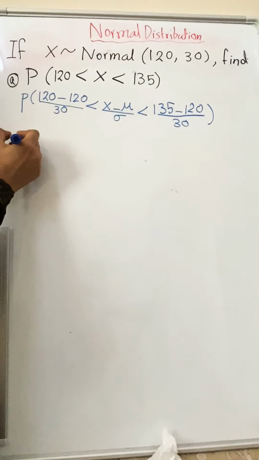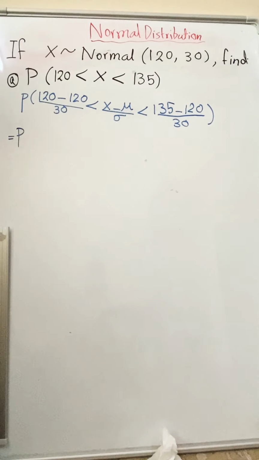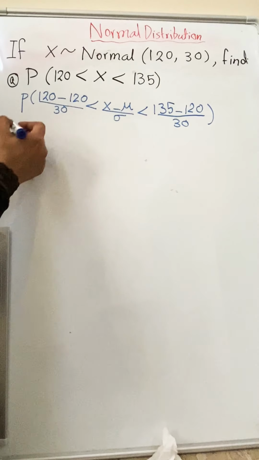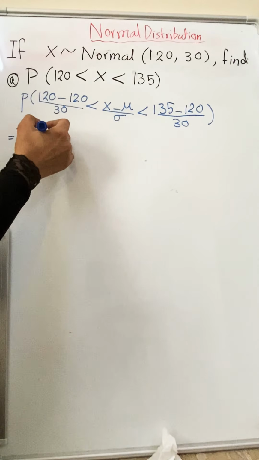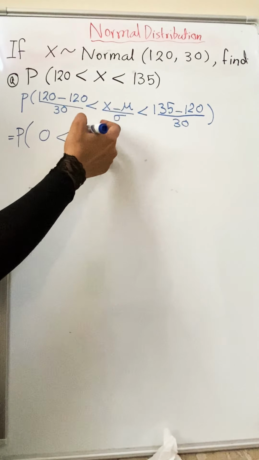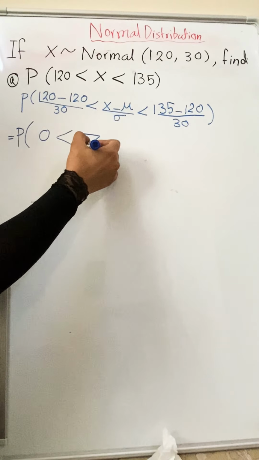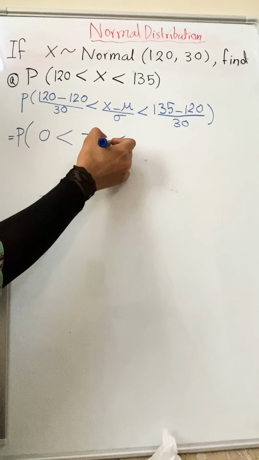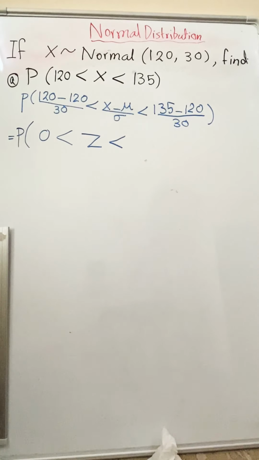So what will happen now? Your normal value is converted to a standard normal value. So here the value is 0, and then x minus mu over sigma, this is the formula for z, and then for 135, if we compute, we get it is equal to 0.5.